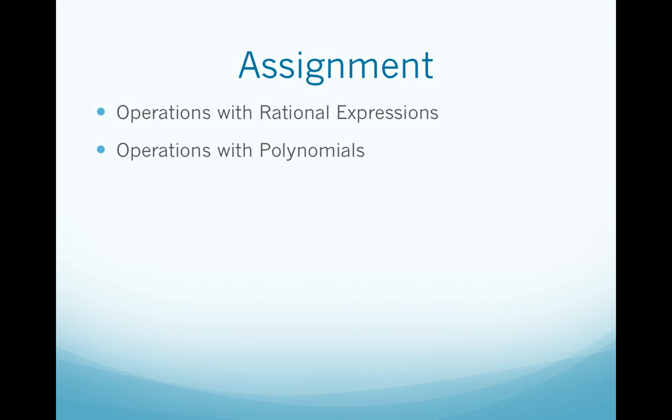Okay, so your assignment for tonight is the operations with rational expressions and operations with polynomials on Khan Academy.